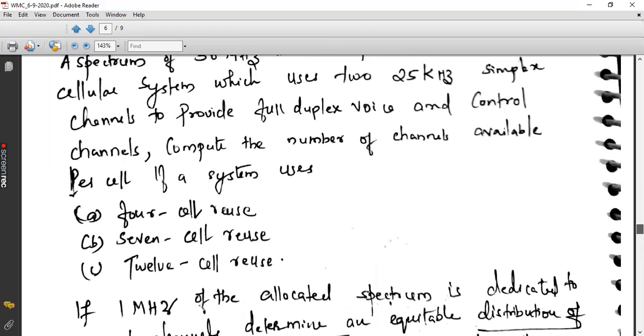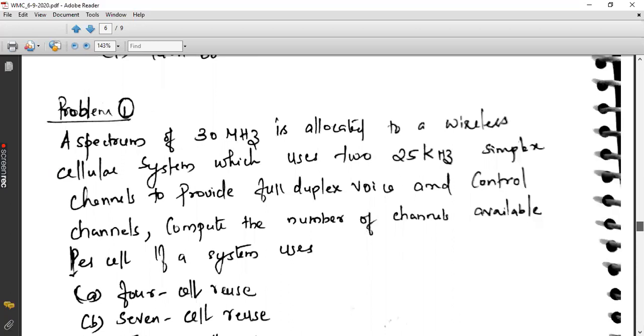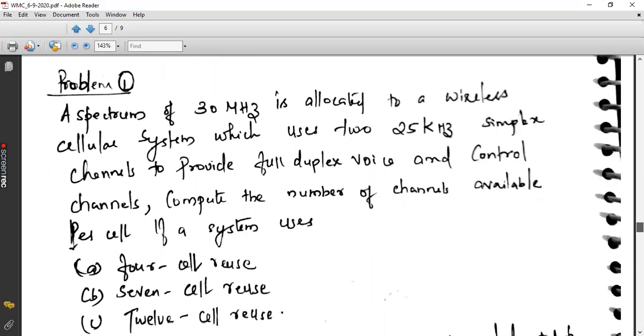So this is very important for your quiz for first CAE. Try to understand the concept of this particular problem. It is simple. A spectrum of 30 megahertz means you are having a 30 megahertz spectrum with you, which is allocated to a wireless cellular system that makes use of 25 kilohertz simplex channel. So 25 kilohertz simplex channel means how many duplex? It will be 25 into 2, 50 kilohertz duplex.